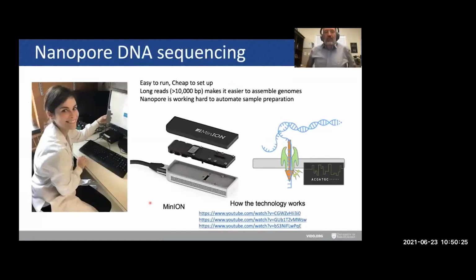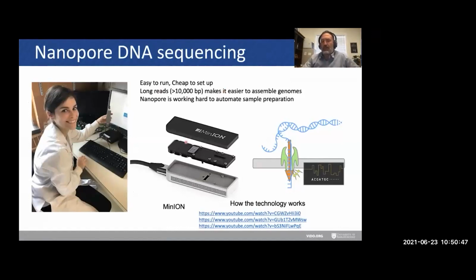And what we are doing is something called nanopore DNA sequencing. So this tiny little device here held in my student Madeline's hand is actually quite easy to run and cheap to set up. And it generates really long reads of DNA. And this makes it easier to assemble the complete complement of genes in the gene order. And Nanopore as a company is working hard to automate sample preparation.